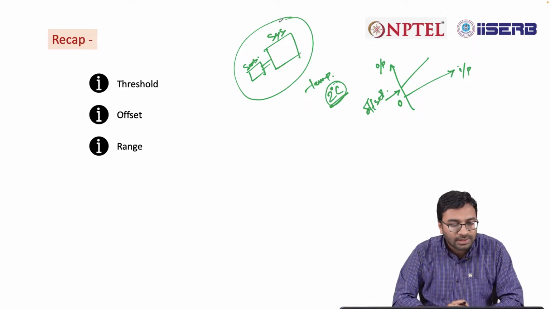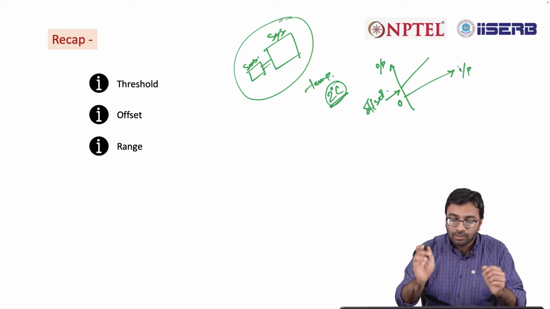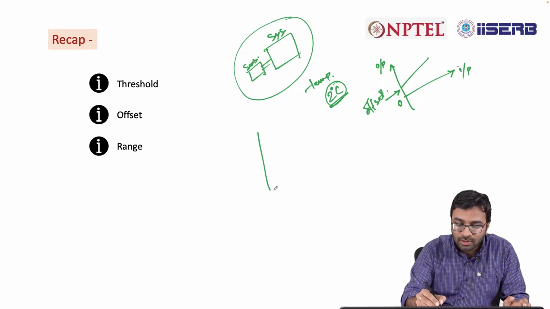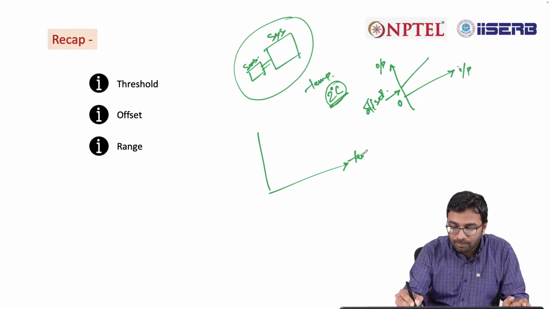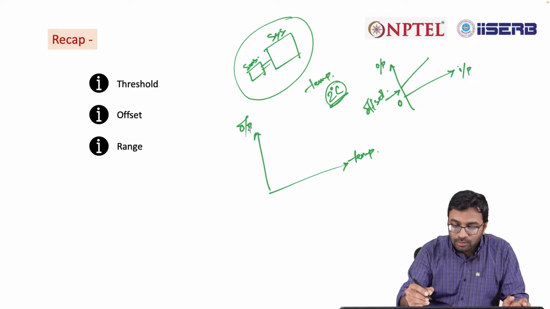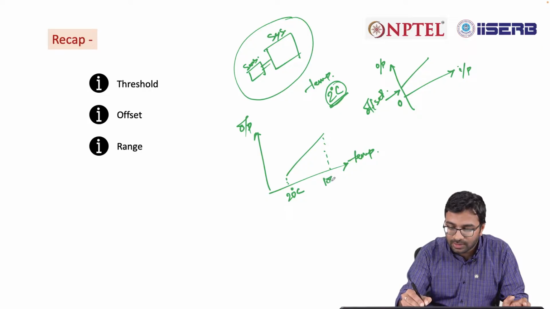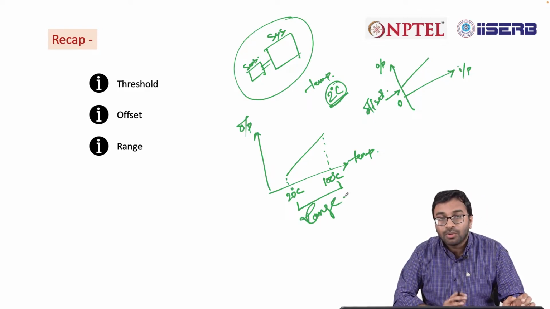Then we have discussed about range. Range is nothing but the window that you take for sensor operation. If it is temperature, and if your sensor response is useful in a certain range of temperature, say from 20 degrees centigrade to 100 degrees centigrade, then this 20 to 100 is your range. So that is how you define a range.